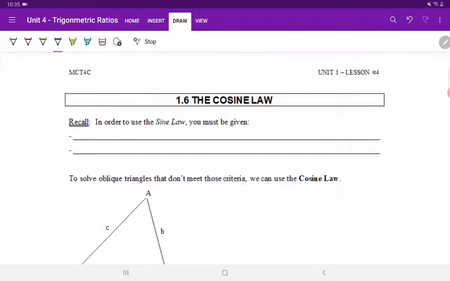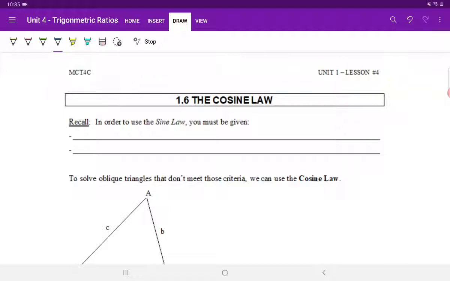By the way, if you go to my website, there's a link to a derivation of where the cosine law formula comes from. I'm not going to spend any time in this lesson discussing that. So if you want to see that, by all means, go take a look on my site.